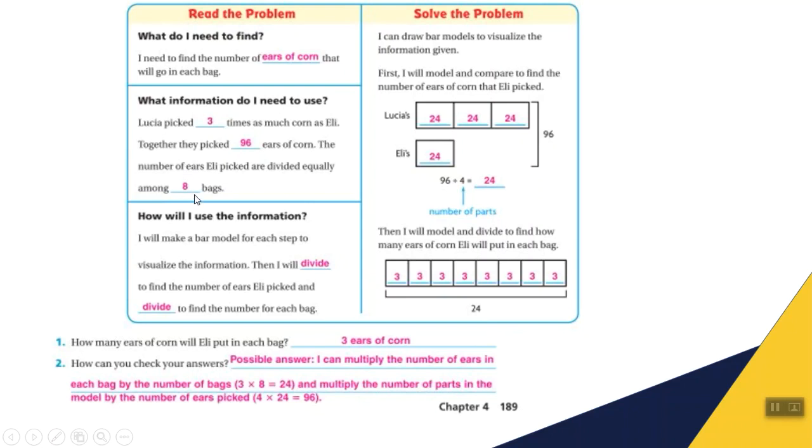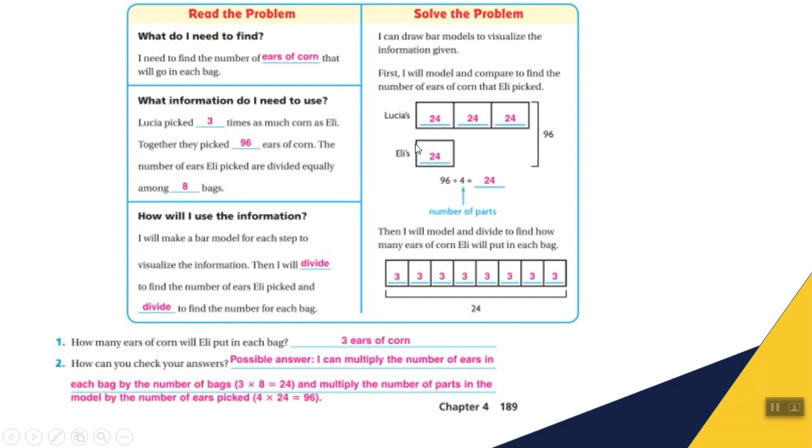Perfect. So, before solving, how will I use the information? Guys, I can draw a bar model like the drawing in the solve the problem part. Then I will divide to find the number of ears Ailey picked and divide to find the number for each bag for 8 bags. So, let's draw the bar model.